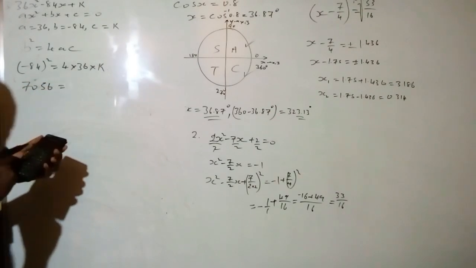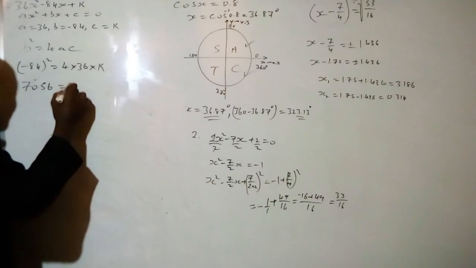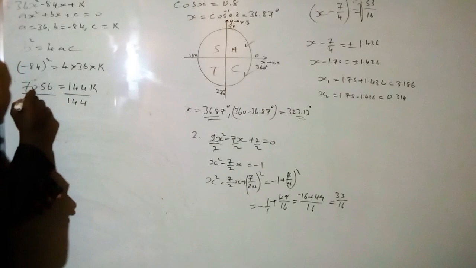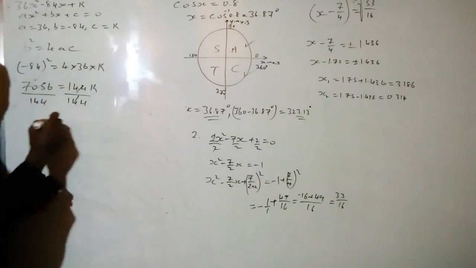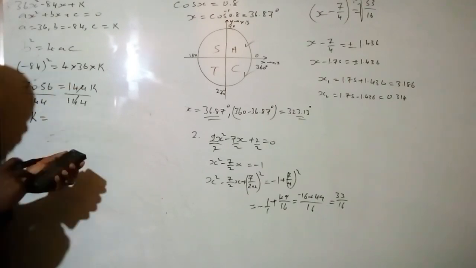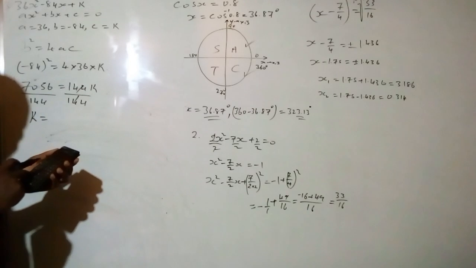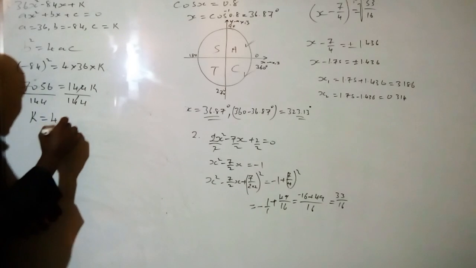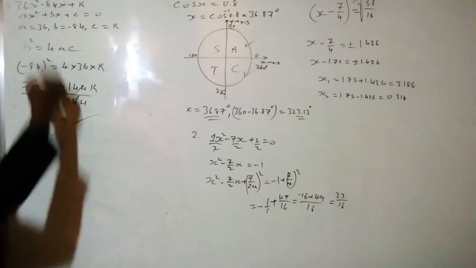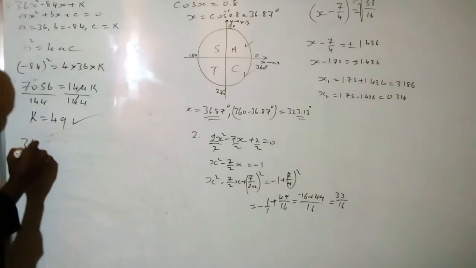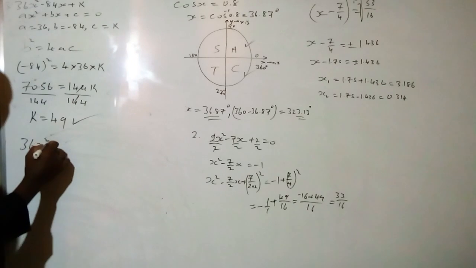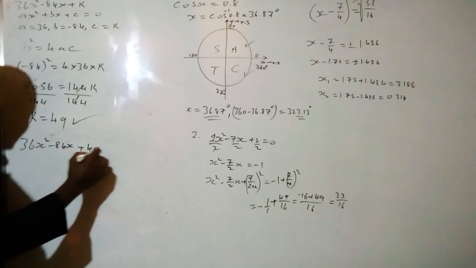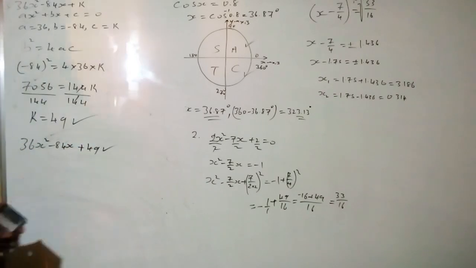We get 144k. Divide by 144, divide by 144. And our k is supposed to be 7056 divided by 144, and we get 49. This is our value of k. You can come here and write 36x squared minus 84x plus 49. That's how you are supposed to do that question. Good.